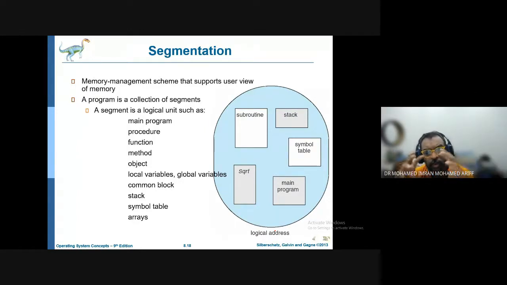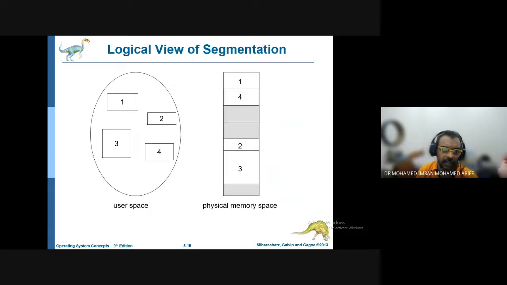Segmentation is almost similar to paging, only the program itself dibahagikan kepada beberapa segmen. So certain segments you have here are the main program, square root, symbol table. So the program itself dibagi kepada several segments, and each segment will have its equal opportunity to be inside the CPU. So that's why we have the logical address here. If the CPU needs a specific segment, it will request from the memory management unit to bring in that specific segment. These segments are kept inside the physical memory or the main memory.